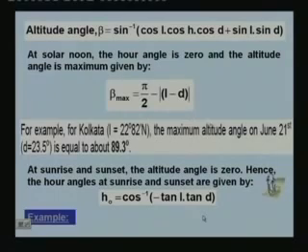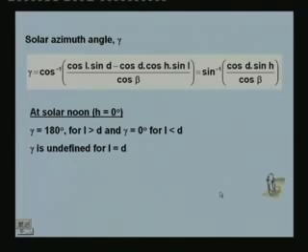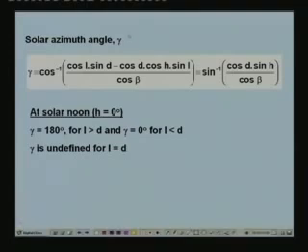So, this is the relationship between altitude angle and the basic angles and the usefulness of this equation. Now, let us look at the other equation, that is the equation for solar azimuth angle in terms of the basic angles. So, solar azimuth angle, as I have mentioned, is measured from north in a counterclockwise direction, right.